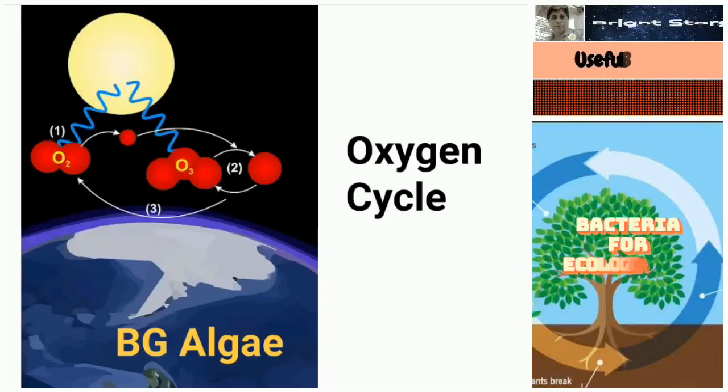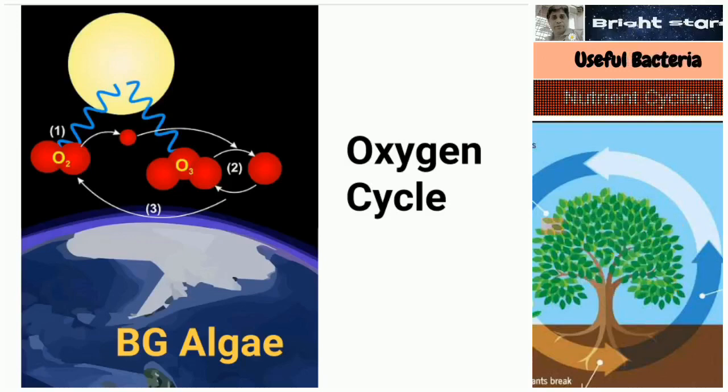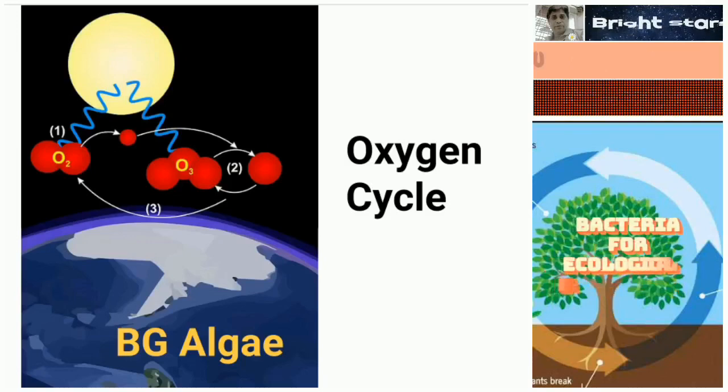They are useful in the oxygen cycle. About 90% of the oxygen in the atmosphere is produced by bacteria called blue-green algae or cyanobacteria. These bacteria release oxygen into the atmosphere. So bacteria are very useful in maintaining the oxygen cycle.